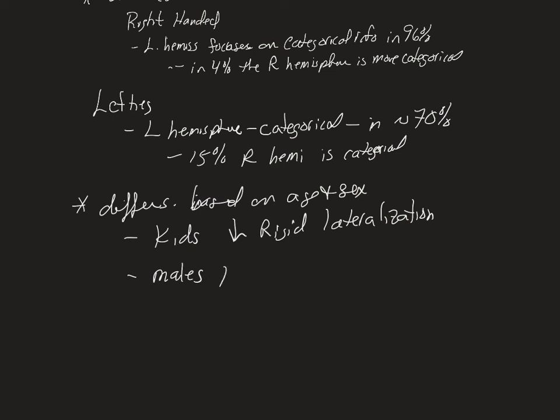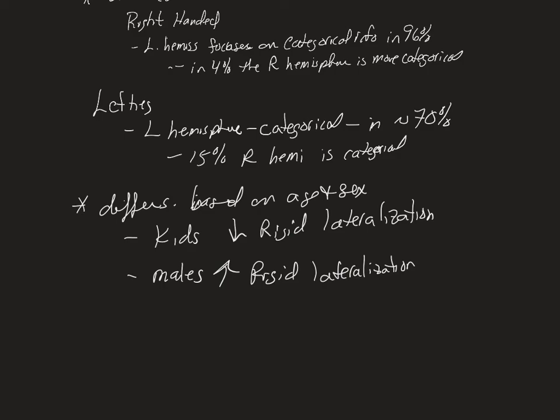Males tend to have more rigid lateralization, which means when an adult male experiences a trauma to the brain, it's going to be harder for them to recover. They're going to have more functional loss than a female because their lateralization is more rigid.